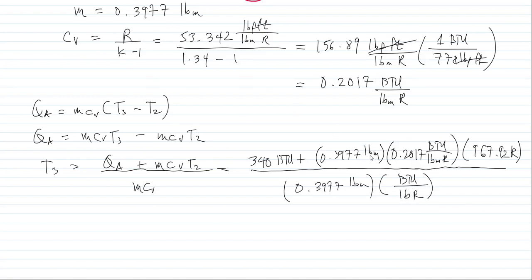Okay, so here pound mass cancels out, Rankine cancels out. So in the numerator, we have the unit of BTU, and in the denominator, we have the unit of BTU per Rankine. So BTU will cancel out and the final unit is in Rankine.